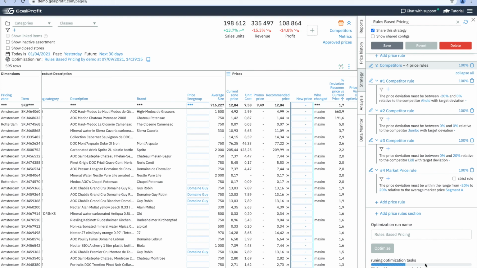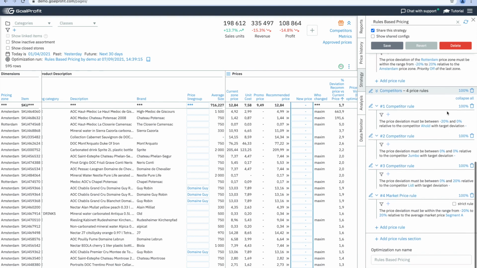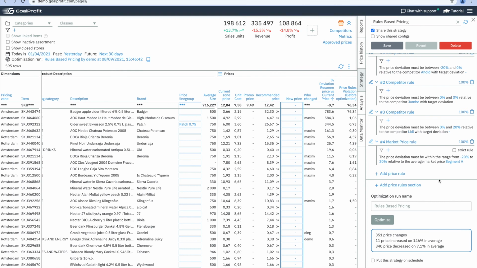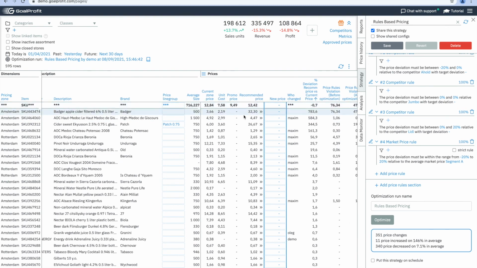It takes all the products, all current prices, and checks which rules are violated now. And you see that we get 351 price changes. So 11 prices increased and 304 prices decreased. And in this column, recommended price, we now get recommendations according to the price rules.